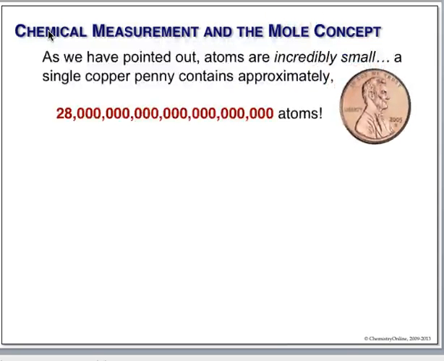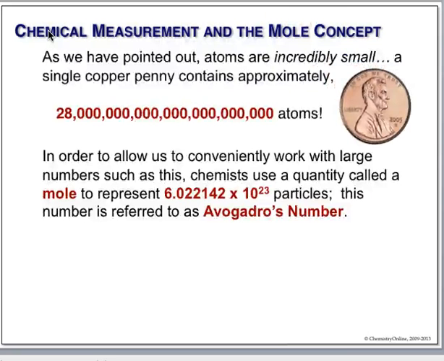We've said before that atoms are very, very small things, that there are roughly 28 sextillion atoms in a pen. Now, pretty soon we're going to start doing quantitative calculations on chemical reactions. Obviously, we can't do that if we're going to deal with individual atoms, because the numbers would be phenomenal.